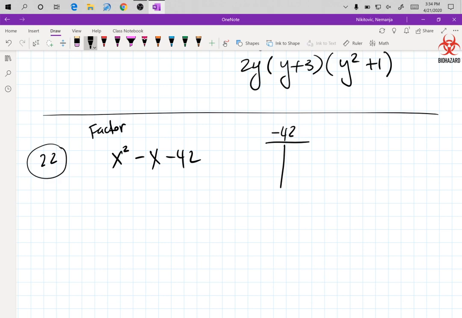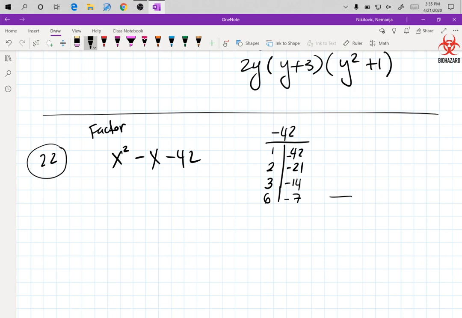In this case, negative 42. So that's 1 and 42. One of them should be negative. 2 and 21. And then 3. 3 works because 42 is divisible by 3 because 4 plus 2 is 6, right? So if the sum of the digits is divisible by 3, the whole number is divisible by 3. So that's going to be 14, so negative 14. 4 doesn't work, 5 doesn't work, and then 6 and negative 7.